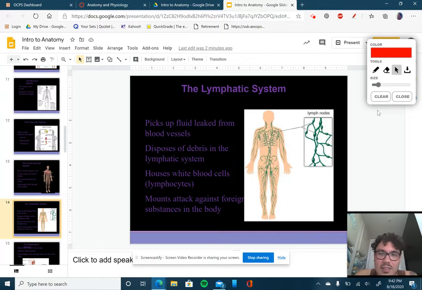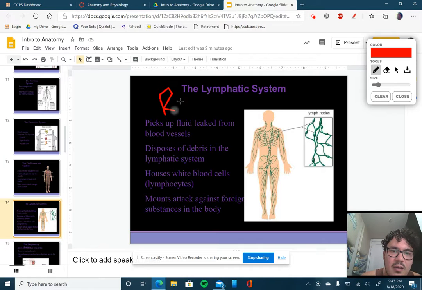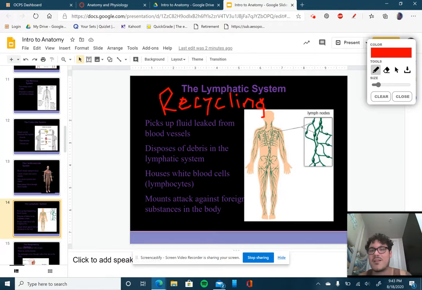And last but not least for today, as far as our material, we have the lymphatic system. The lymphatic system, I like to think of it as the recycling. Oof, really on delay here. That's good enough, I guess. Let me see if I can fix that G. There we go. So it's a recycling system, or the recycling plant.